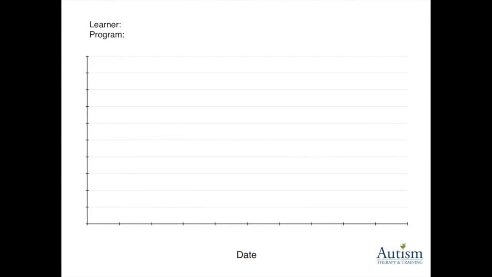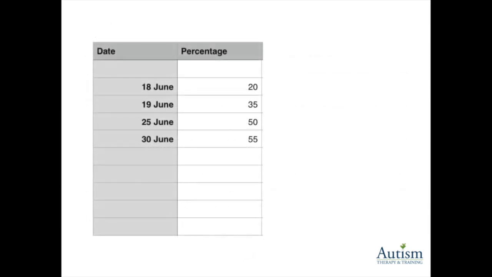Okay, let's practice graphing. I've provided you with a blank graph, so make as many copies as you'd like. So here is some data. I've provided you with the dates and percentages. Let's assume this is data from a matching objects program. Be sure to put the correct labels on the graph and plot your points.